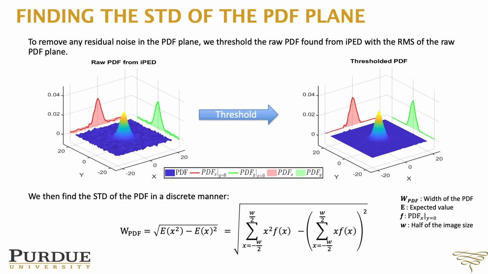Now we use this cleaned up PDF without applying any model or assuming any shape for this PDF. We directly calculate the width of this PDF by discretely calculating the second moment of this PDF.